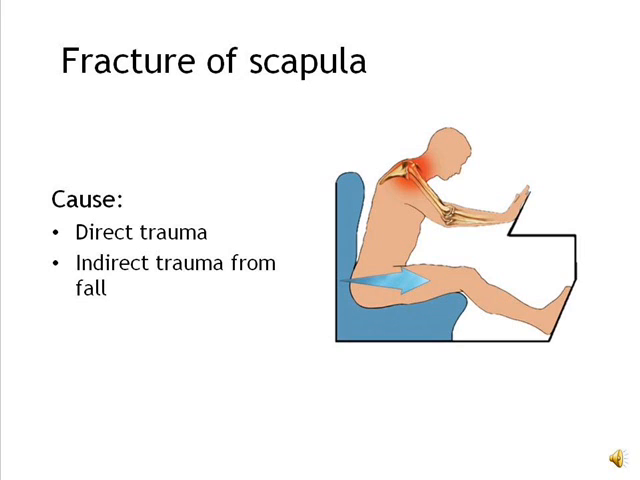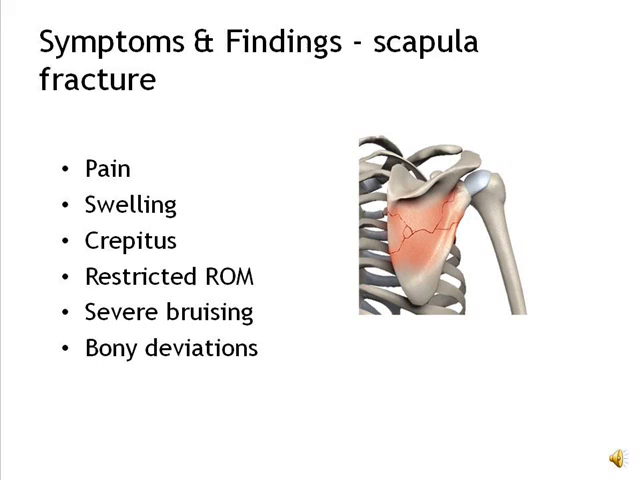Scapular fractures are often associated with injuries to the chest. As with other types of fractures, a scapular fracture may be associated with pain localized to the area of the fracture. Also, tenderness, swelling, and crepitus may be present. Since scapular fractures impair the motion of the shoulder, the patient will experience restricted range of motion. Bruising and bony deviations may also occur.